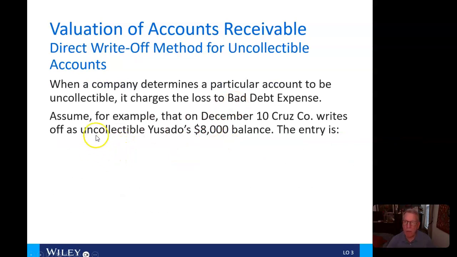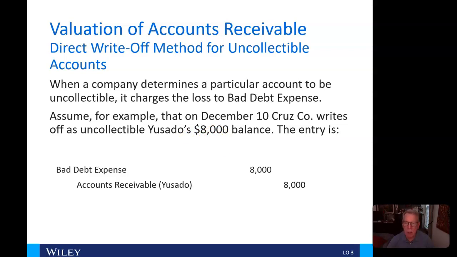The direct write-off method. When a company determines a particular account to be uncollectible, it charges the loss to bad debt expense. So let's assume that on December 10th, Cruz writes off an uncollectible account of $8,000. The entry, pretty much as you would expect, we're going to debit bad debts expense and credit the accounts receivable subsidiary account, which will be $8,000 in this case.